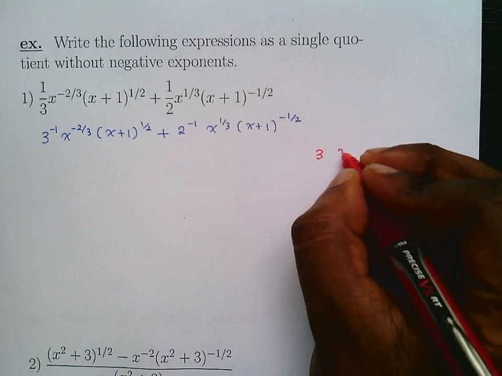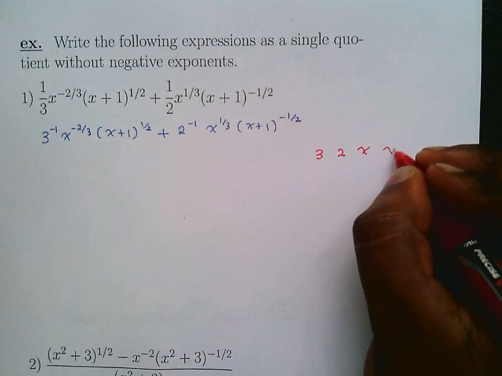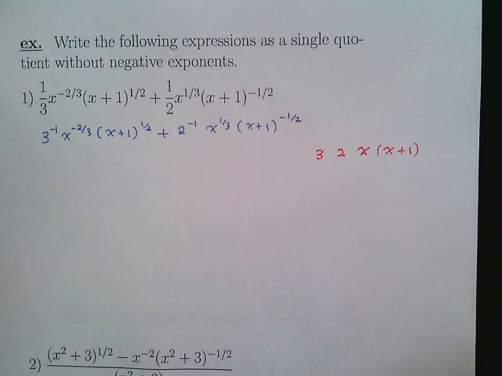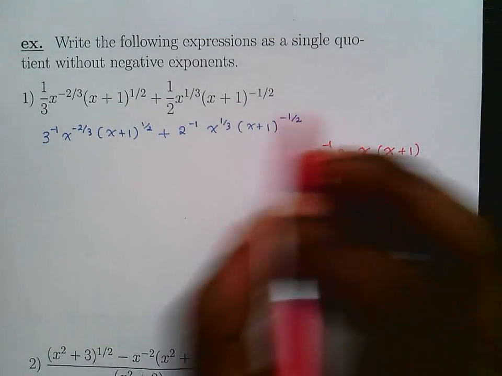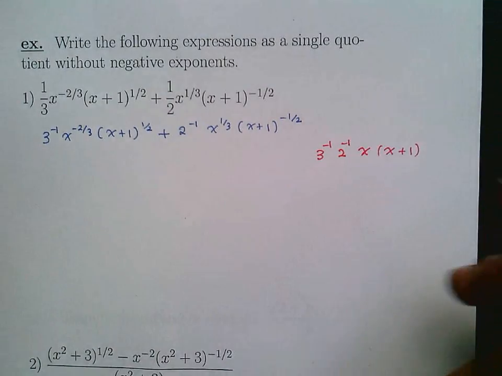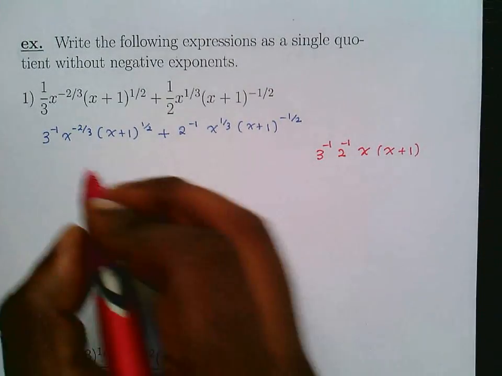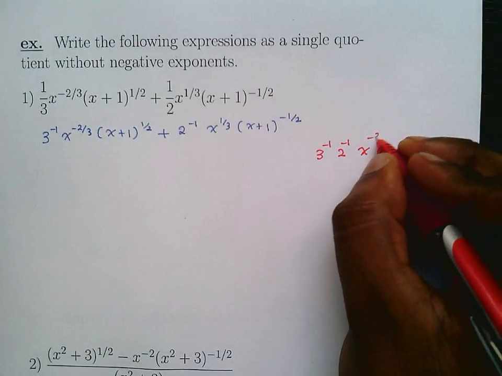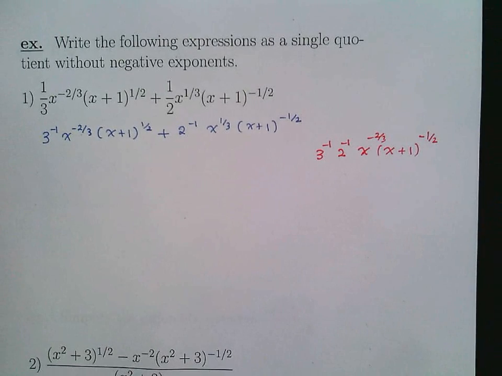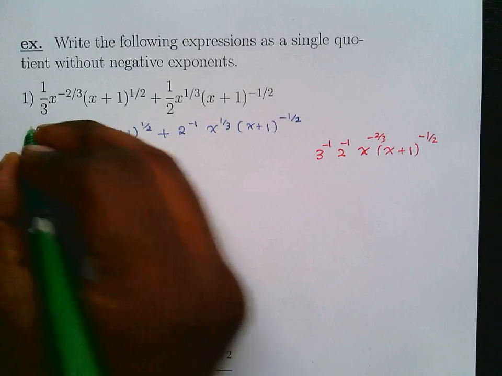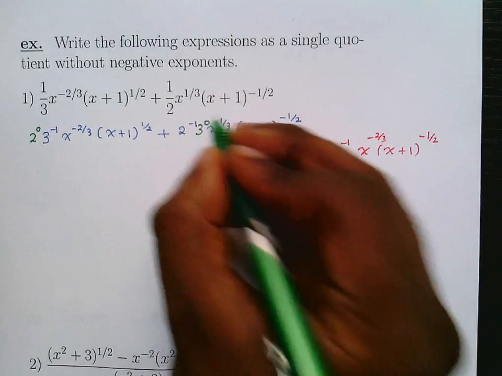I have 3, I have 2, I have x, and I have x plus 1. And pick the least exponent that is there. The least exponent of 3 you see is -1. The least exponent of 2 you see is -1. The least exponent of x you see is -2/3. And the least exponent of x plus 1 is -1/2. Also, I'm going to do this placeholder thing, and that would be 2 to the power 0 here and 3 to the power 0 here.